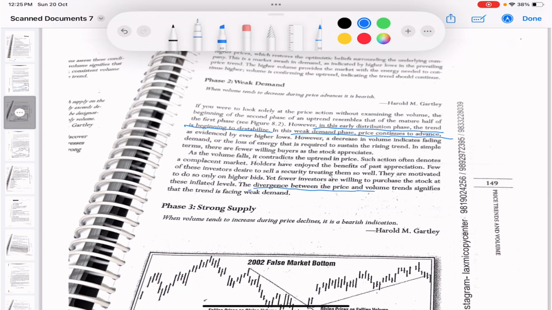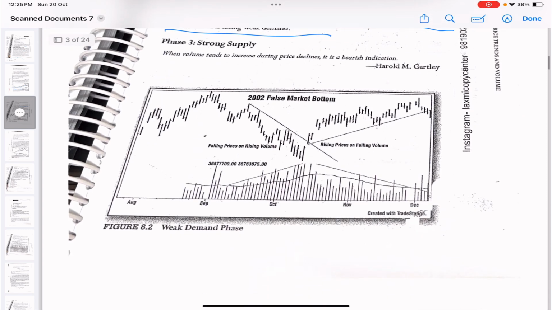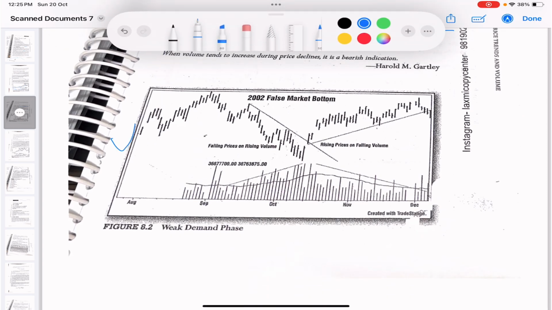The divergence between the price and volume trend signifies that the trend is facing weak demand. Look at this. The price is still going up, but there is no volume. Then suddenly the price came down, but the volume is still going up. What does that mean? Think about it. Then there is volume going up.